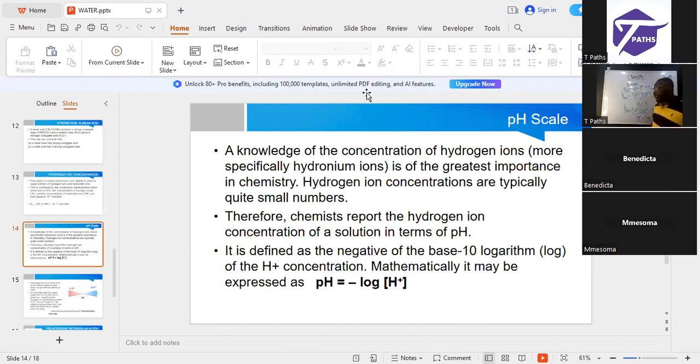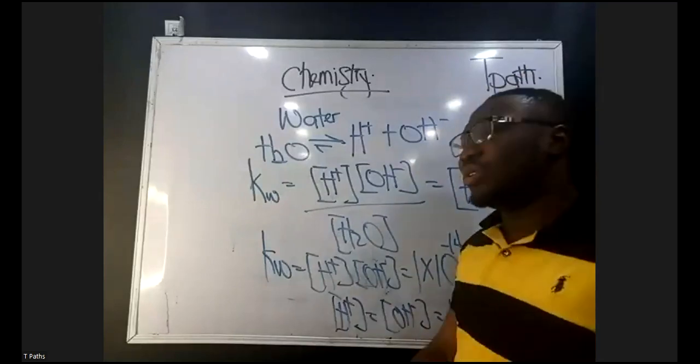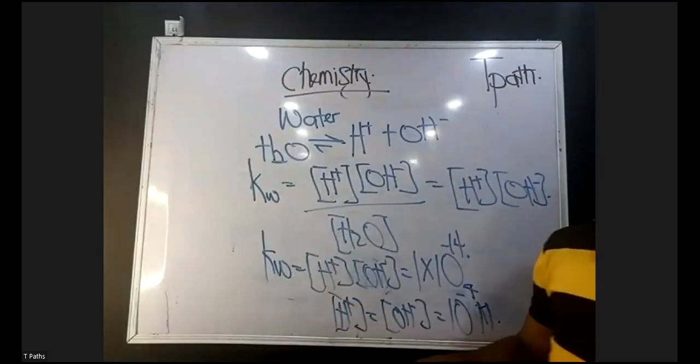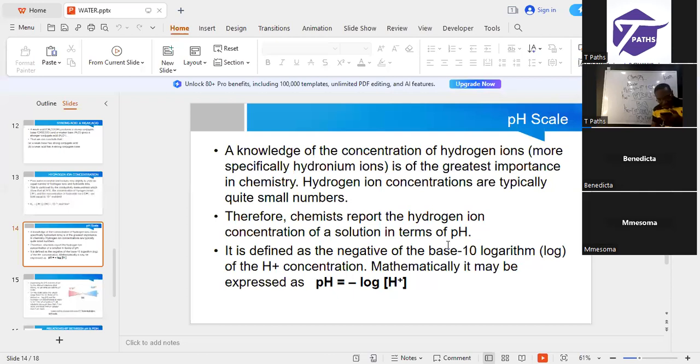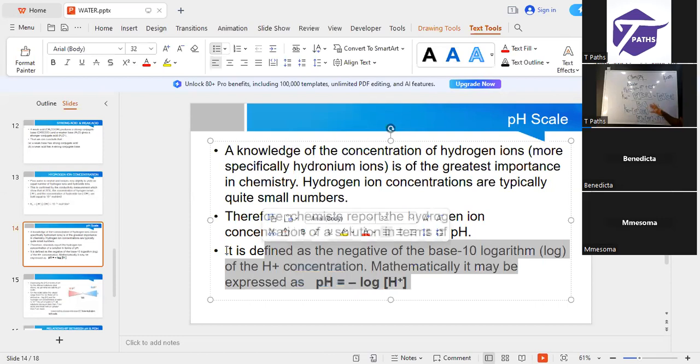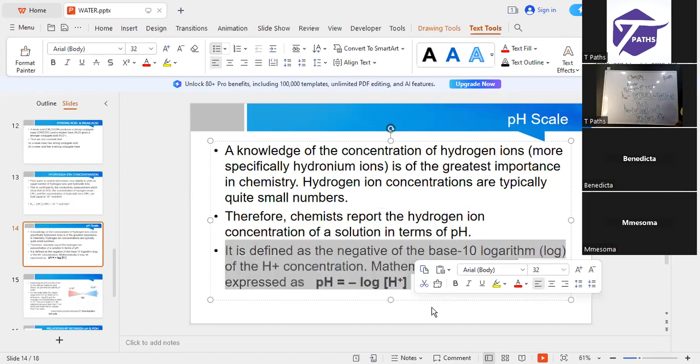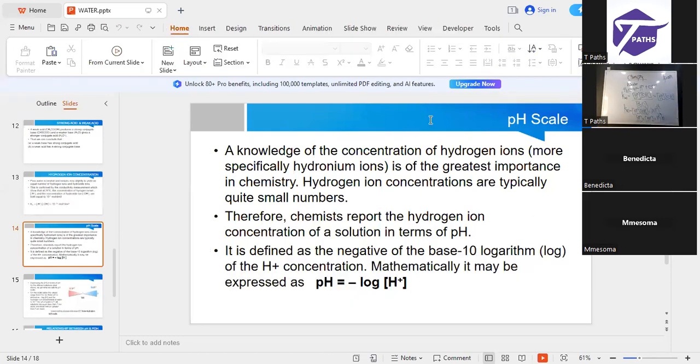So you see pH, you see a pH meter, having various values. What is going on here? You need to understand it. So a pH scale can be defined as the negative of the base 10 logarithm of the H+ concentration. Let's look at it mathematically.